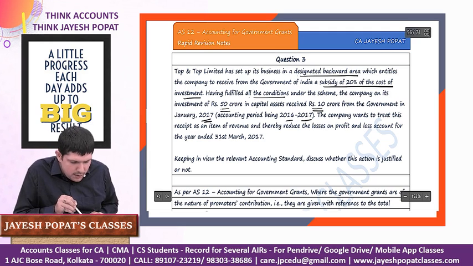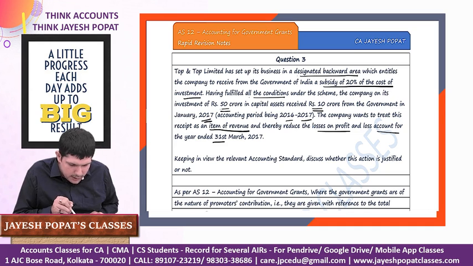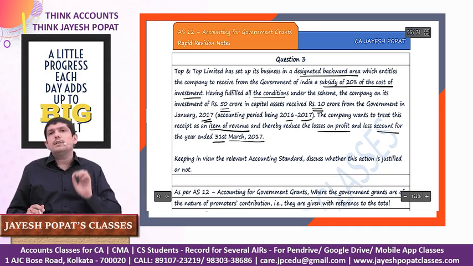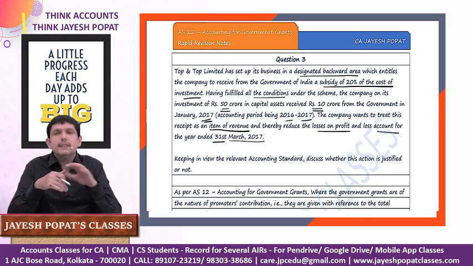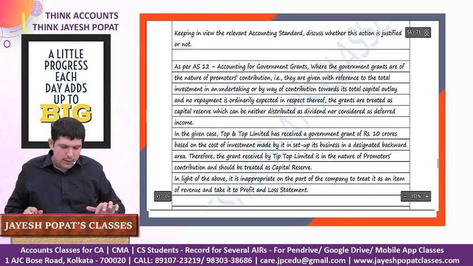The company wants to treat the receipt as an item of revenue and thereby reduce the loss on the profit and loss account for the year ended 31st March 17. Is this treatment correct? Obviously no, because this grant is in the nature of promoter's contribution, which is being given based on the total outlay or investment in the undertaking. So it should be treated as in the nature of promoter's contribution and it should be credited to the capital reserve. It should not go to the income. So this is what we have stated here.